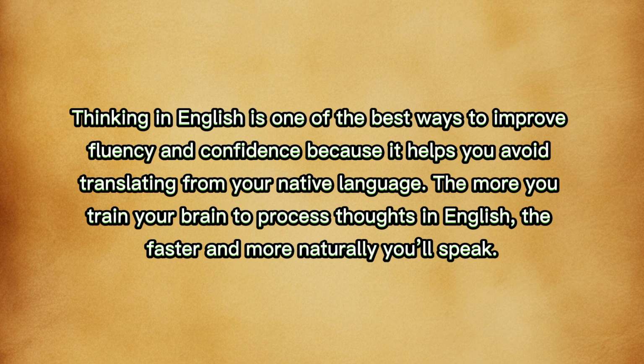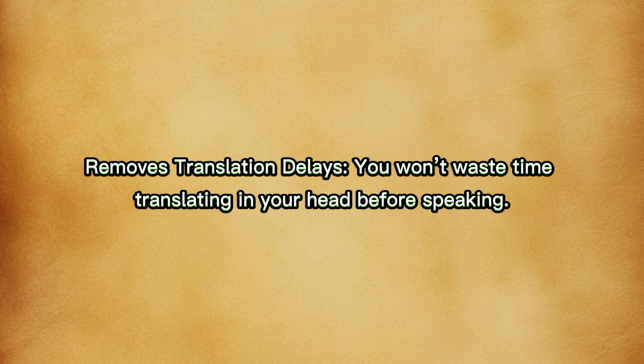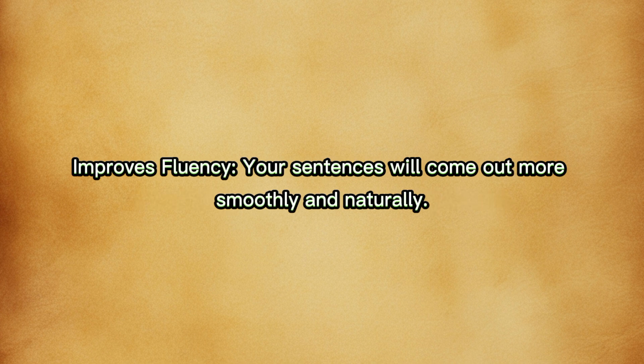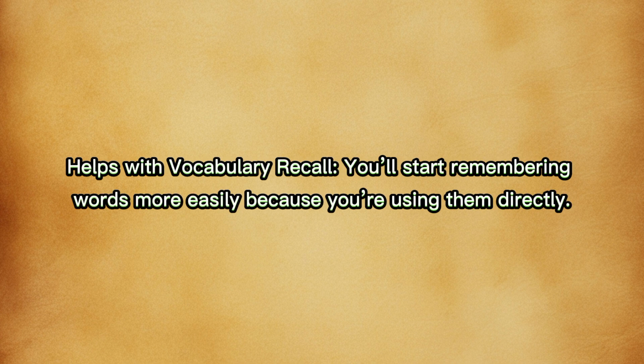2. Think in English. Thinking in English is one of the best ways to improve fluency and confidence because it helps you avoid translating from your native language. The more you train your brain to process thoughts in English, the faster and more naturally you'll speak. Why it works. Removes translation delays. You won't waste time translating in your head before speaking. Improves fluency. Your sentences will come out more smoothly and naturally. Helps with vocabulary recall. You'll start remembering words more easily because you're using them directly.